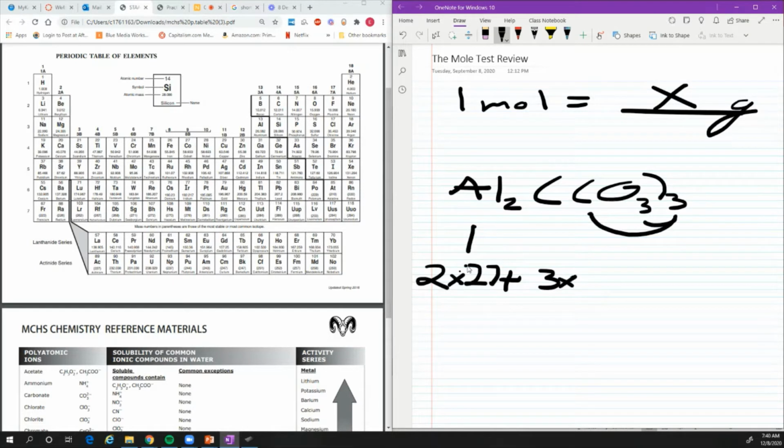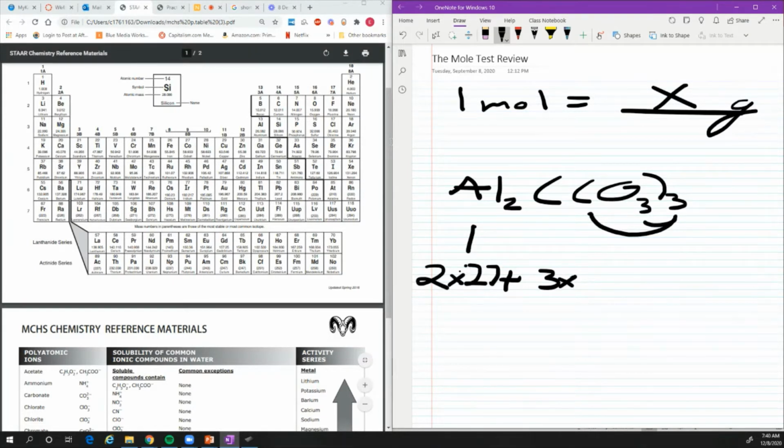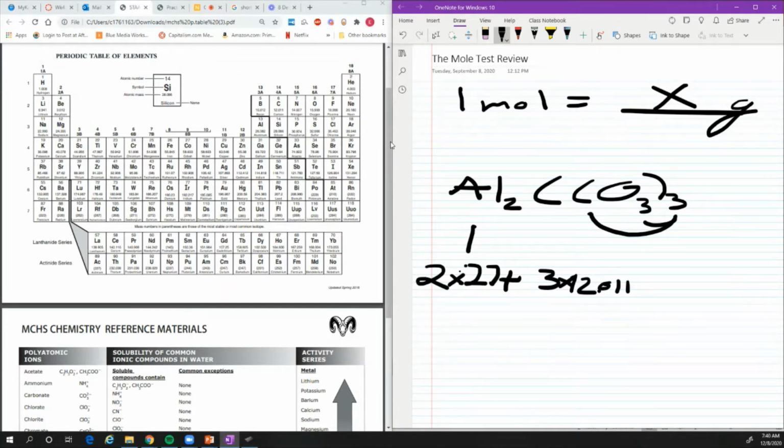times the weight of carbon, which is 12.011. I got that from the periodic table, basically 12. Then we're going to add oxygen, which is basically 16. But now if we have 3 of them, we need to multiply this 3 times 3, for a total of 9 oxygens. So really it's 16 times 9 oxygens. And then we're going to add all this up and we're done. We have our total molar mass.